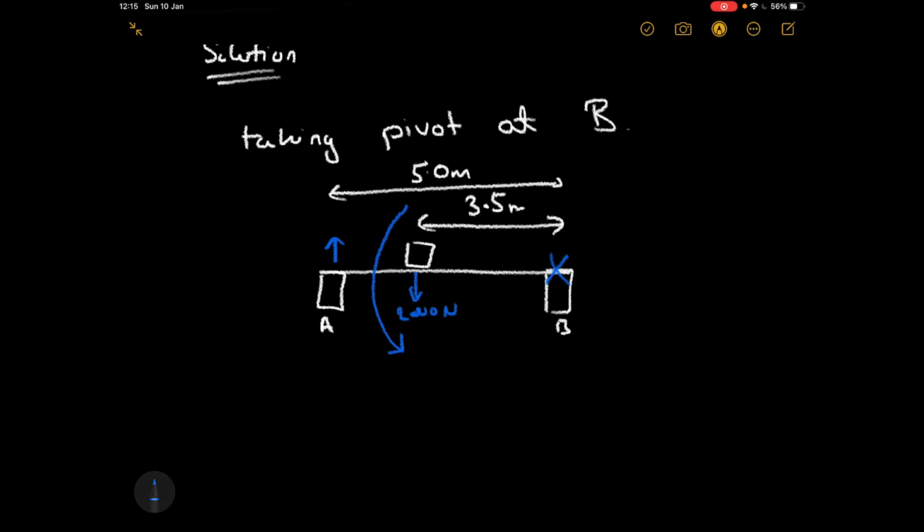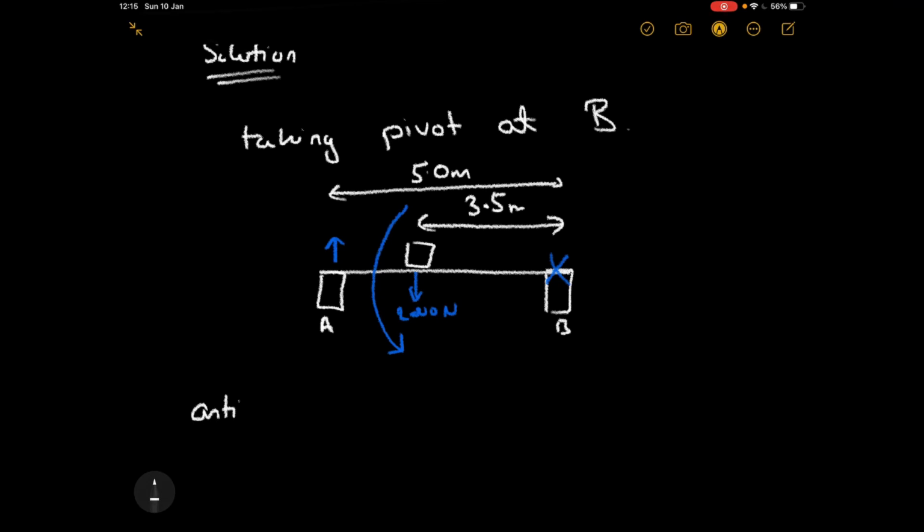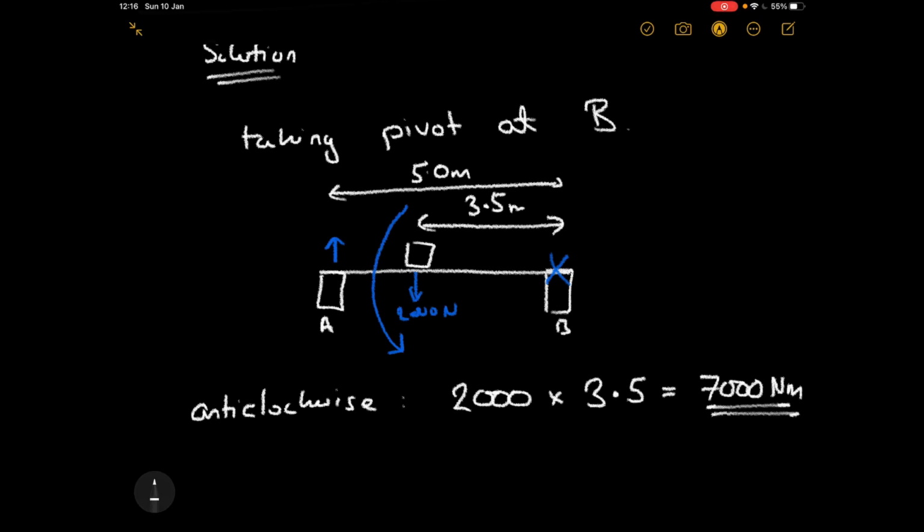So we have running in this direction the anti-clockwise moment this time. So the anti-clockwise moment is 2000 times 3.5. So we get 7,000 Newton meters from that one.